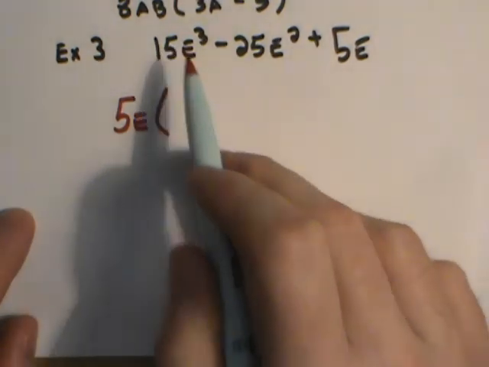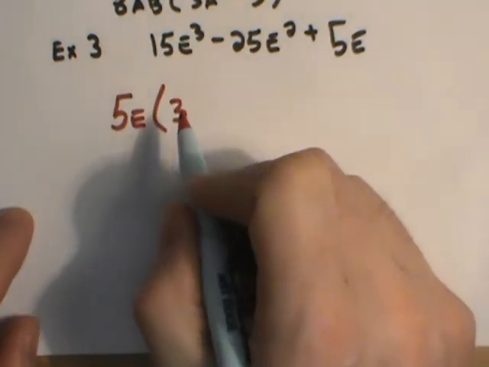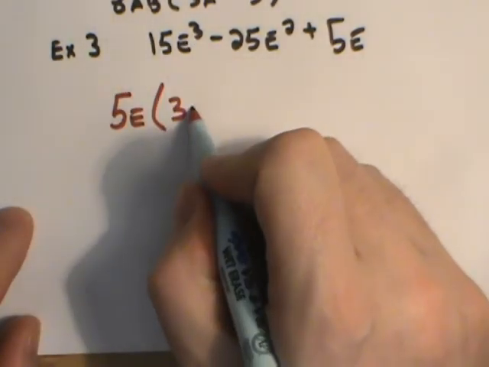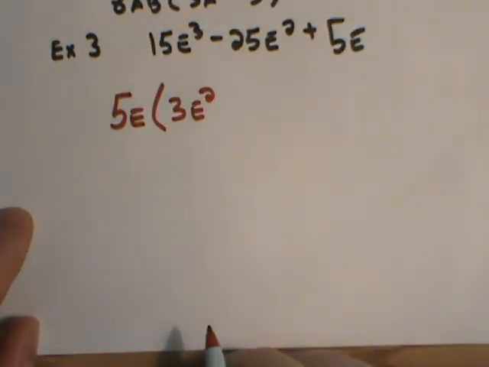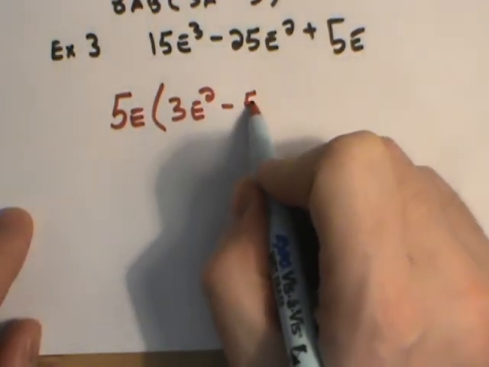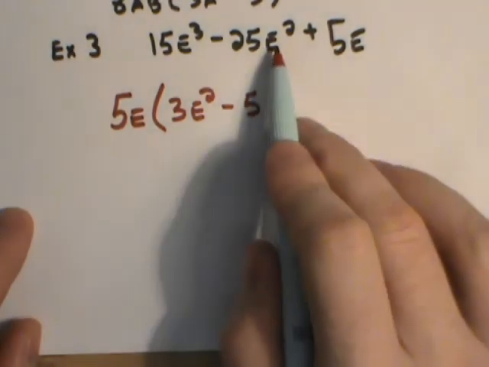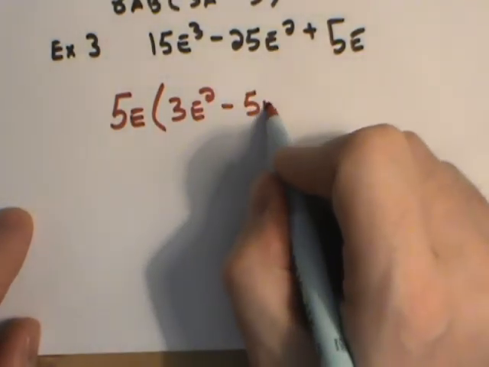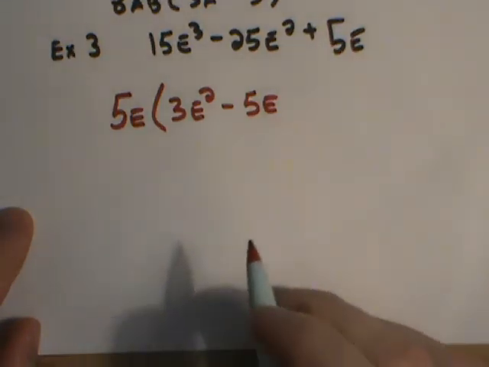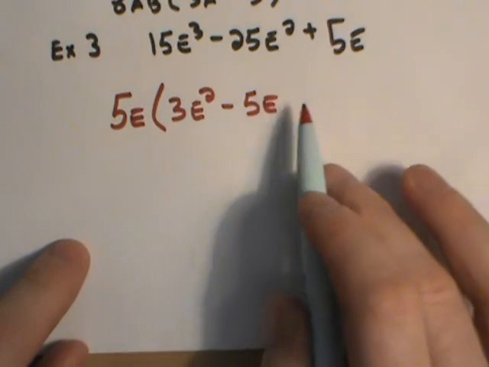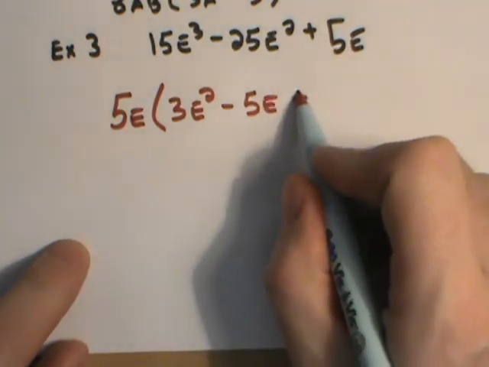5 times what is 15? 3. e times what is e cubed? e squared. 5 times what is negative 25? Negative 5. Now I need to get to an e squared. I pulled an e out, so e times what is e squared? e. And finally, and this is the one that sometimes catches kids, 5 times what is 5? You have to have a placeholder.